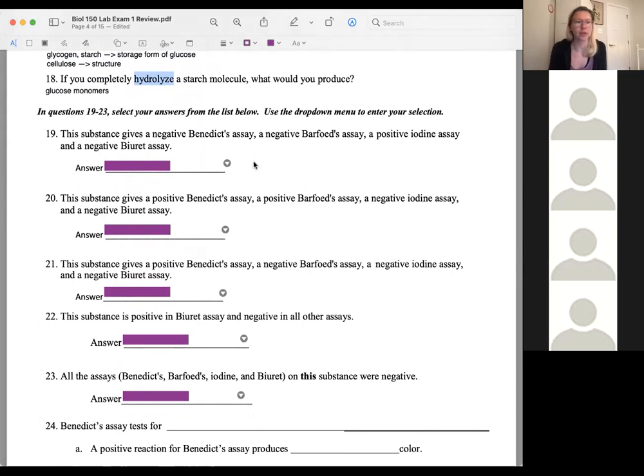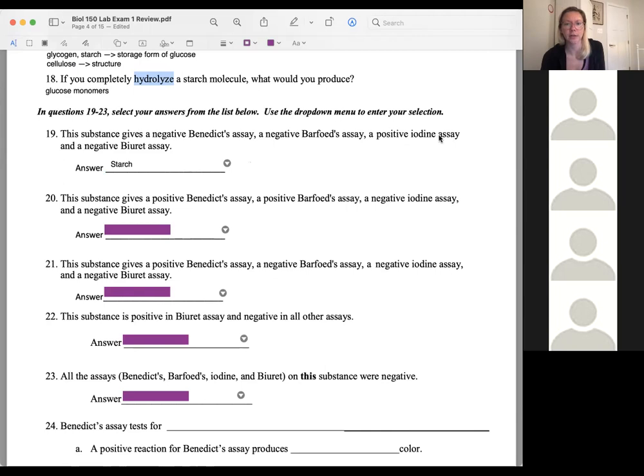So what are the answers here? If a substance gives you a negative Benedict's, a negative Barfoed's, a positive iodine, and a negative biuret, what kind of molecule is it? Starch. Yes, ma'am. That would be starch is the answer there.